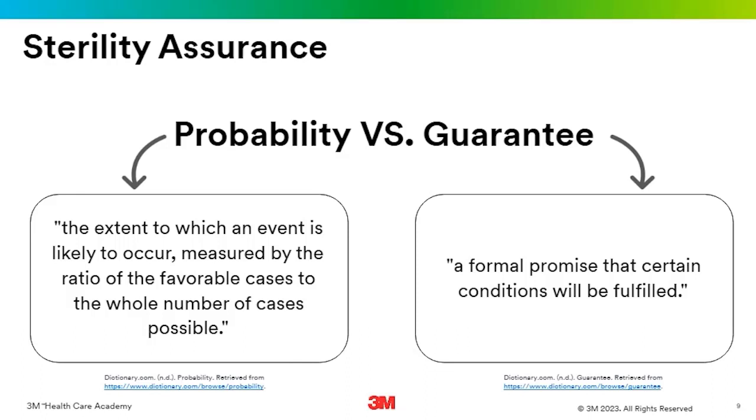Now, if you want to round up, you go for it. You do your thing. But if we're looking at technicalities in science, there's no rounding. And a guarantee is a formal promise that the certain conditions will be fulfilled. Now, we all know that with all the steps that occur in sterile processing, there's always the probability that something couldn't be right.